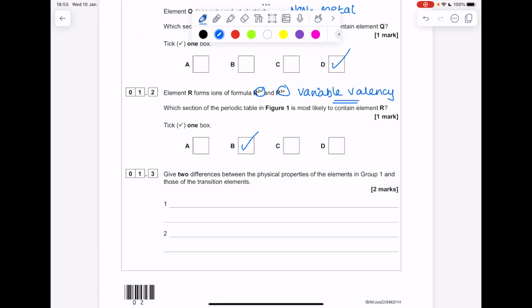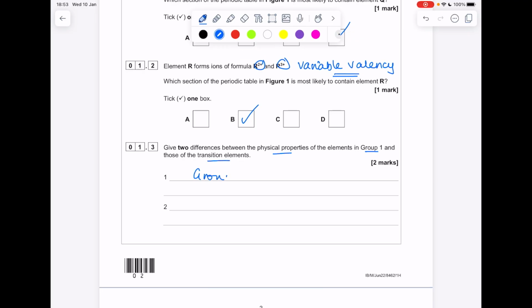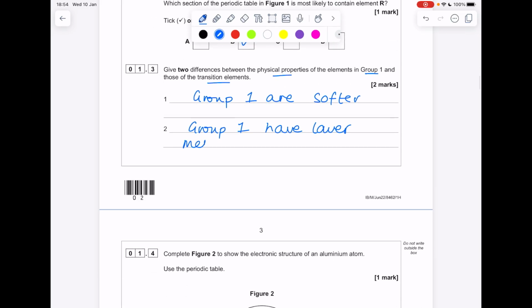Give two differences between the physical properties of the elements in group 1 and those of transition elements. Remember, group 1, those alkali metals are soft compared with the hard transition elements. And those group 1 metals have lower melting points. You could also say that group 1 elements have lower densities and are less strong.